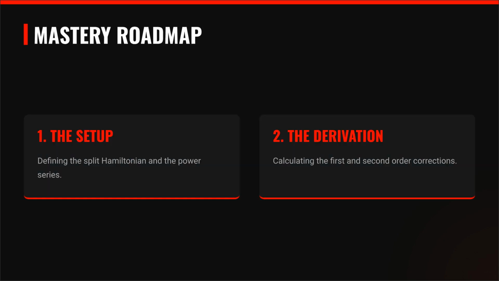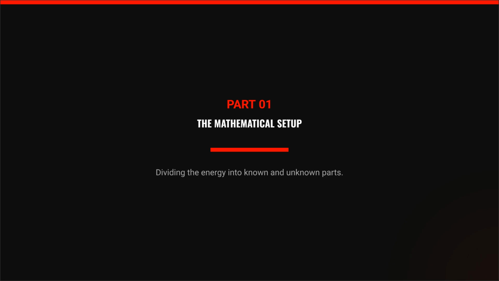Our mastery roadmap involves two main parts. First, the setup, where we define the split Hamiltonian and power series. Second, the derivation, where we calculate the first and second order corrections. We begin with part 01.